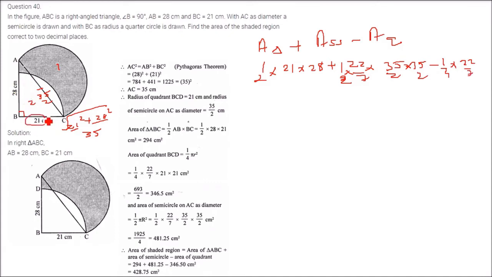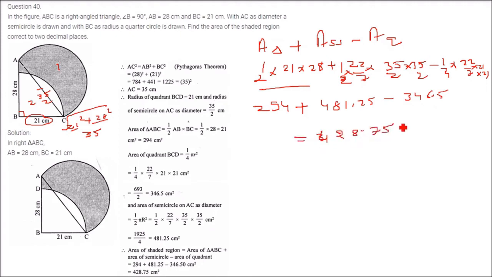What is the radius of this one? It is already given, this 21. So 21 into 21. The triangle area will come to be 294. Then we have to add this one. This will come as 481.25. And we have to subtract this 1 by 4 pi r square, which will come as 346.5. And when you compute it, it is going to come as 428.75 centimeters square.